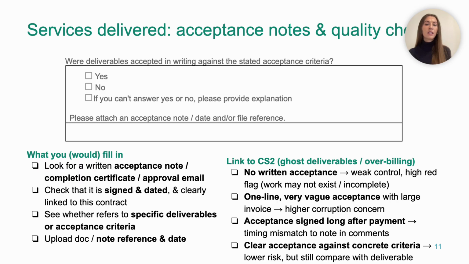Now, sometimes there are vague sentences that are included, like "services delivered satisfactorily" with no link to the contract outputs, which is also a warning sign, especially if the amount is high. It suggests that someone signed off without really checking. But a clear, concrete acceptance note is much better, but only if we want you to cross-check whether the real report, design or training materials match the spirit of what was supposed to be delivered.